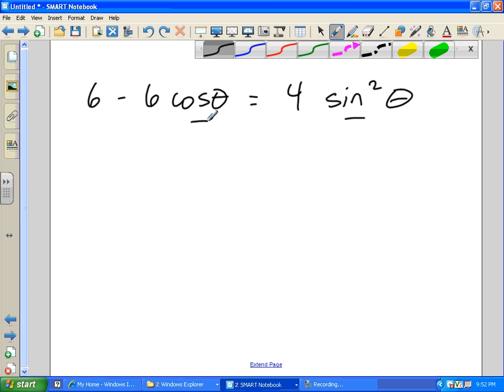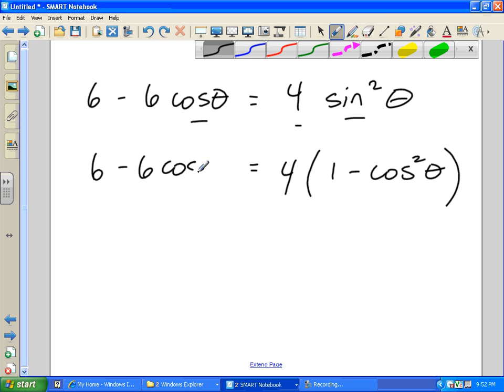So for sine squared, what we can do is substitute 1 minus cosine squared for that. Now notice we have the 4 in front, so when we make the substitution, all we're going to do with the 4 is just distribute that. So for sine squared, we're going to substitute 1 minus cosine squared theta. That's using that Pythagorean identity again to make that substitution. So now all we have is cosines. Now, let's distribute the 4. So this would be 4 minus 4 cosine squared theta.